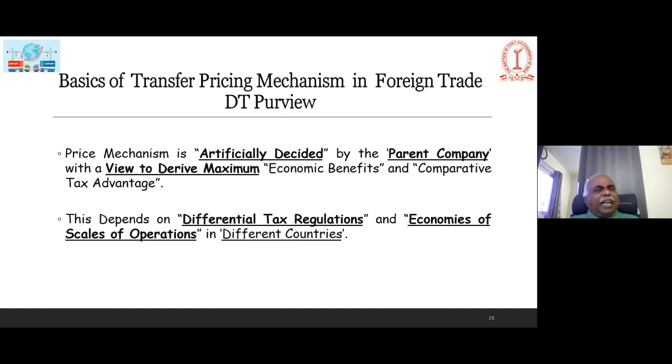This depends on different tax regulations and economies of scale of operations in different countries. Today, tax across the globe is not uniform. Some countries offer low tax, some countries charge a high tax on products. That's why the differentials are there. The differentials are being encashed by the corporates. It is not tax evasion, but they are using the opportunities. But it is a problem for the country because the country's revenue is decreasing.